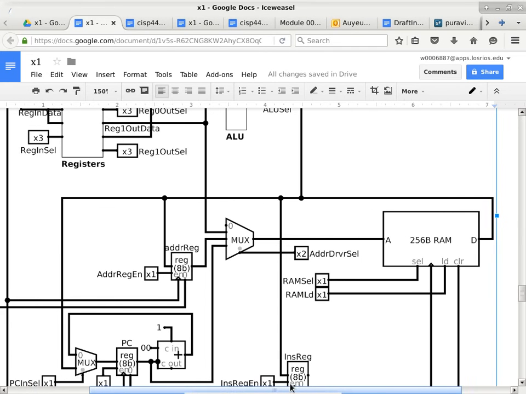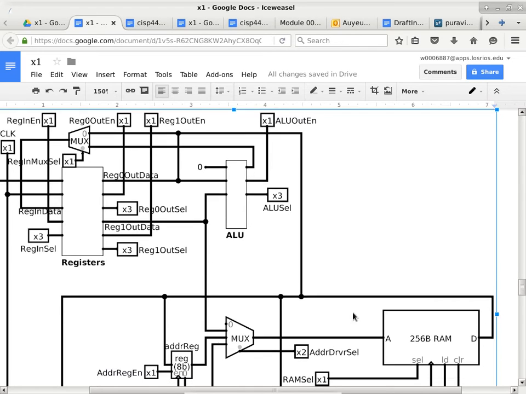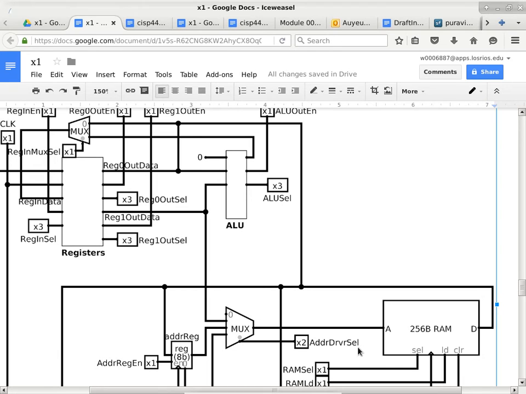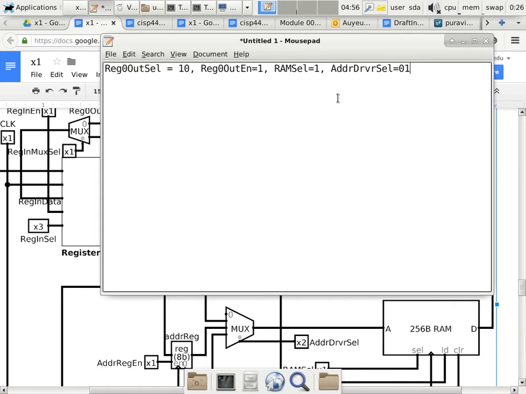Yep. So the next thing we want to do is to specify register A to make it drive the address bus. This is the address bus here. It is going through a MUX. So now you have to track down which line of the MUX connects to reg 1 out data. And you track it down, it is number 1. So that means the selection pin, which is the address driver select pin, needs to be set to 0, 1. Okay, so we'll specify that. Address driver select is 0, 1. Okay, so just to make sure that we can see this.